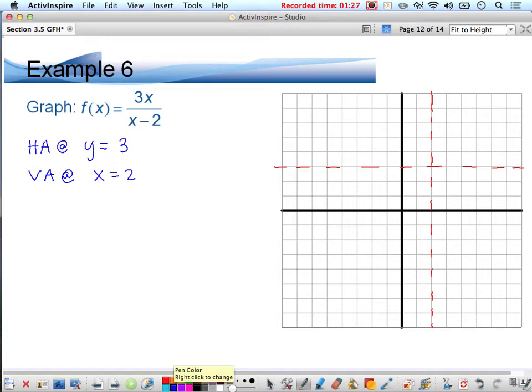So for my left piece, I say we try, and it's really good to get close to the asymptote, so I'm going to let x be 2.5, 1, and 0. And I'm going to see how that works. If you substitute 2.5 into there for x, what y value do you get? 15. Okay, what happens if you put 1 in? Negative 3.